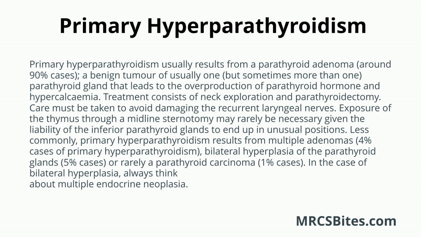Less commonly, primary hyperparathyroidism results from multiple adenomas, 4% of cases of primary hyperparathyroidism. Bilateral hyperplasia of the parathyroid glands, 5% of cases. Or rarely a parathyroid carcinoma, 1% of cases. In the case of bilateral hyperplasia, always think about multiple endocrine neoplasia.